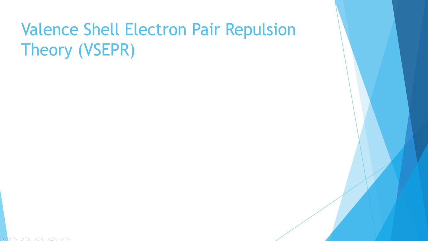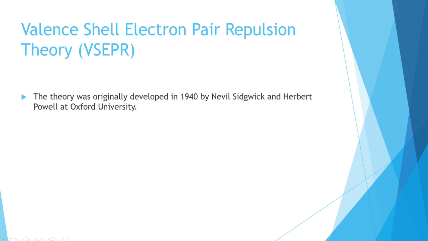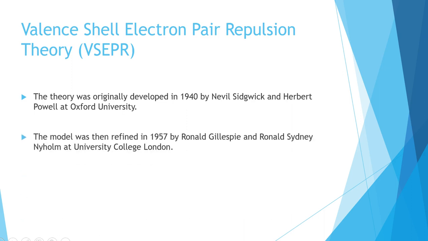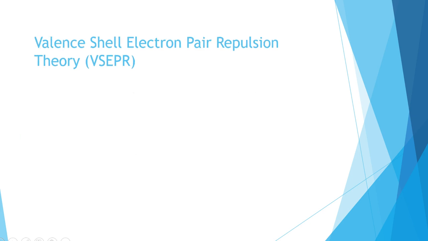So, as we talked about, VSEPR theory, or valence shell electron pair repulsion theory, is the main theory that dictates how the shape of molecules comes about. It was originally developed back in 1940, so it seems like a long time ago, but really it was in the 20th century. It was done by a couple of people at Oxford University and also University College London. They refined it back in 1957. So that's just a bit of history for you. It's been around for a while, but not that long if you think about it.